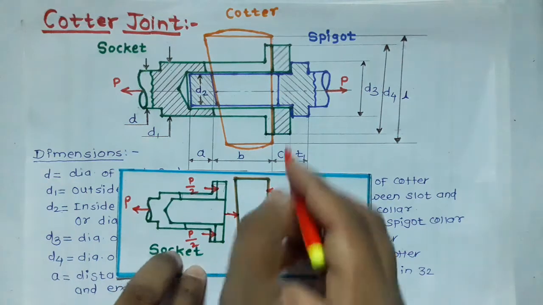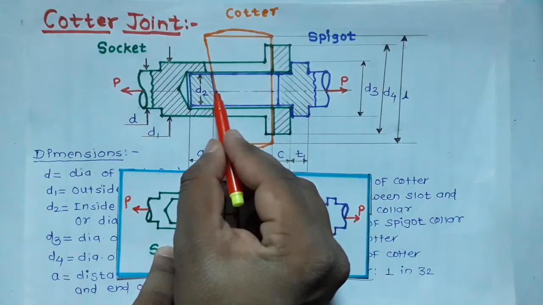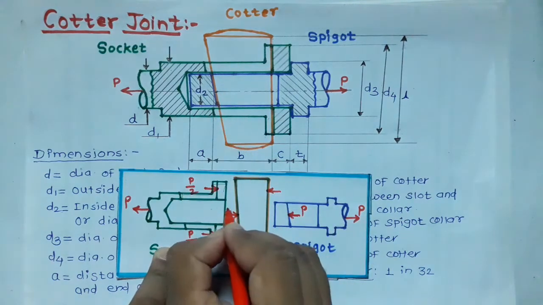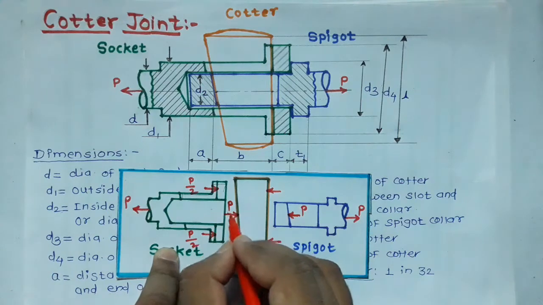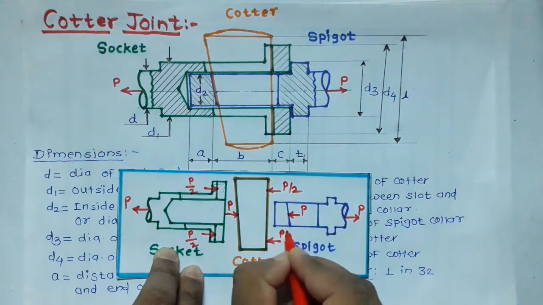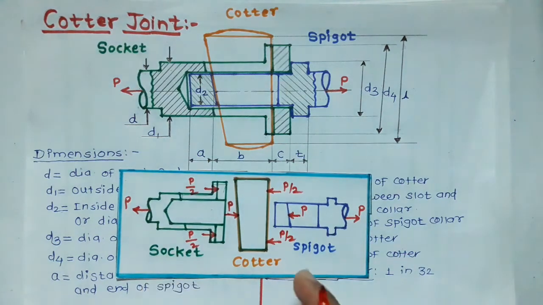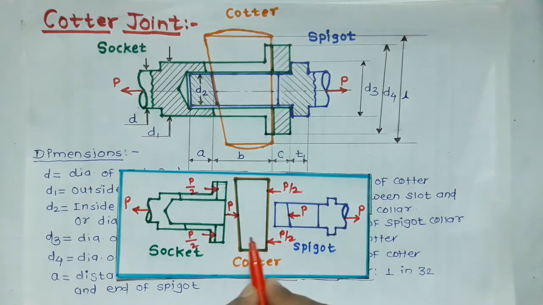So force exerted by spigot on the Cotter can be shown here. Okay, now the force applied on the spigot is P, so same amount of force will be transferred to this Cotter, so we can show force P which is exerted by spigot on the Cotter, and in order to balance this force P, we have to write here P by 2, P by 2. So this is the free body diagram of this Cotter joint, where we have shown the forces acting on the socket, we have shown the forces acting on Cotter, and also forces acting on spigot.